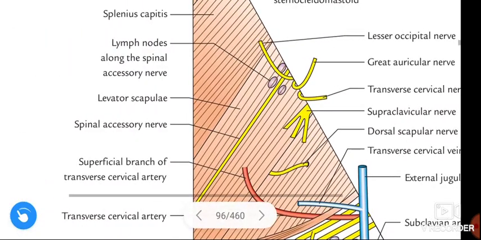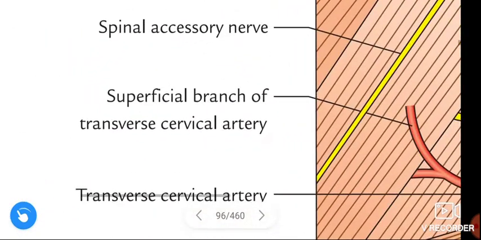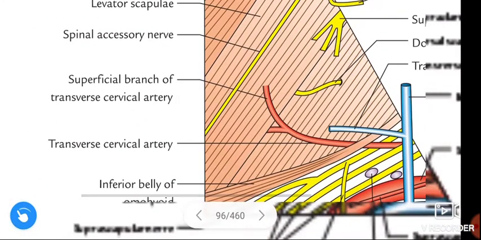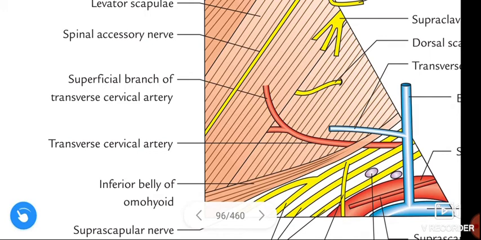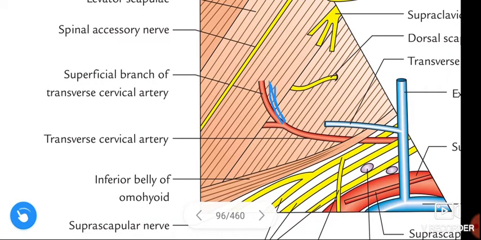Next, superficial branch of transverse cervical artery. See here, this is the transverse cervical artery and this is the superficial branch of the transverse cervical artery, and the superficial branch of the transverse cervical artery is also a content of the posterior triangle.